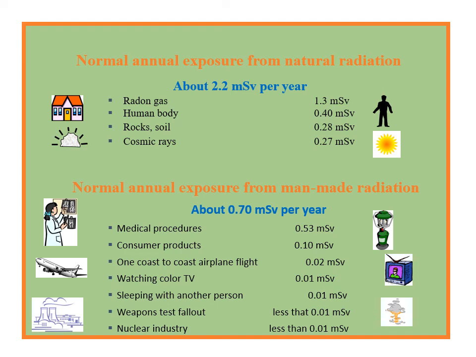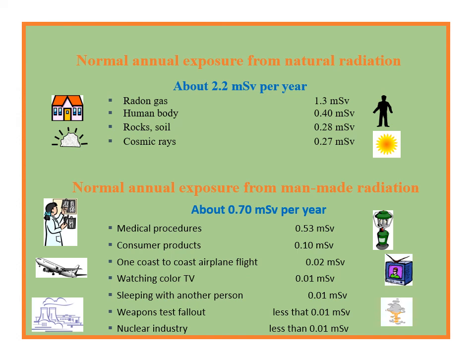Then let's have a look at man-made radiation. That's about 0.7 millisieverts per year, so it's already less than half of what we'd get from the natural world. Medical procedures: if you have more medical procedures one year than another, you're going to get a bigger dose. The only reason we have medical procedures is to investigate things that we want to investigate, so there's no problem having more medical procedures.